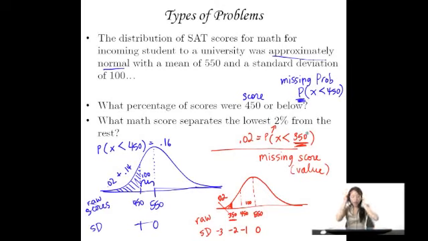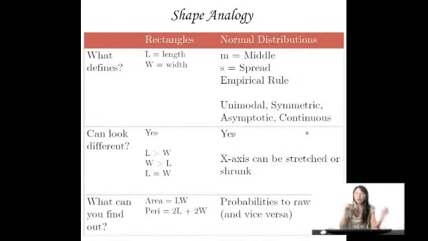And so, so far it's been pretty easy, just adding and subtracting and sort of memorizing the empirical rule. So let's go on to do some more problems. Oh, but before more problems, we're going to just look at this in terms of a shape analogy.